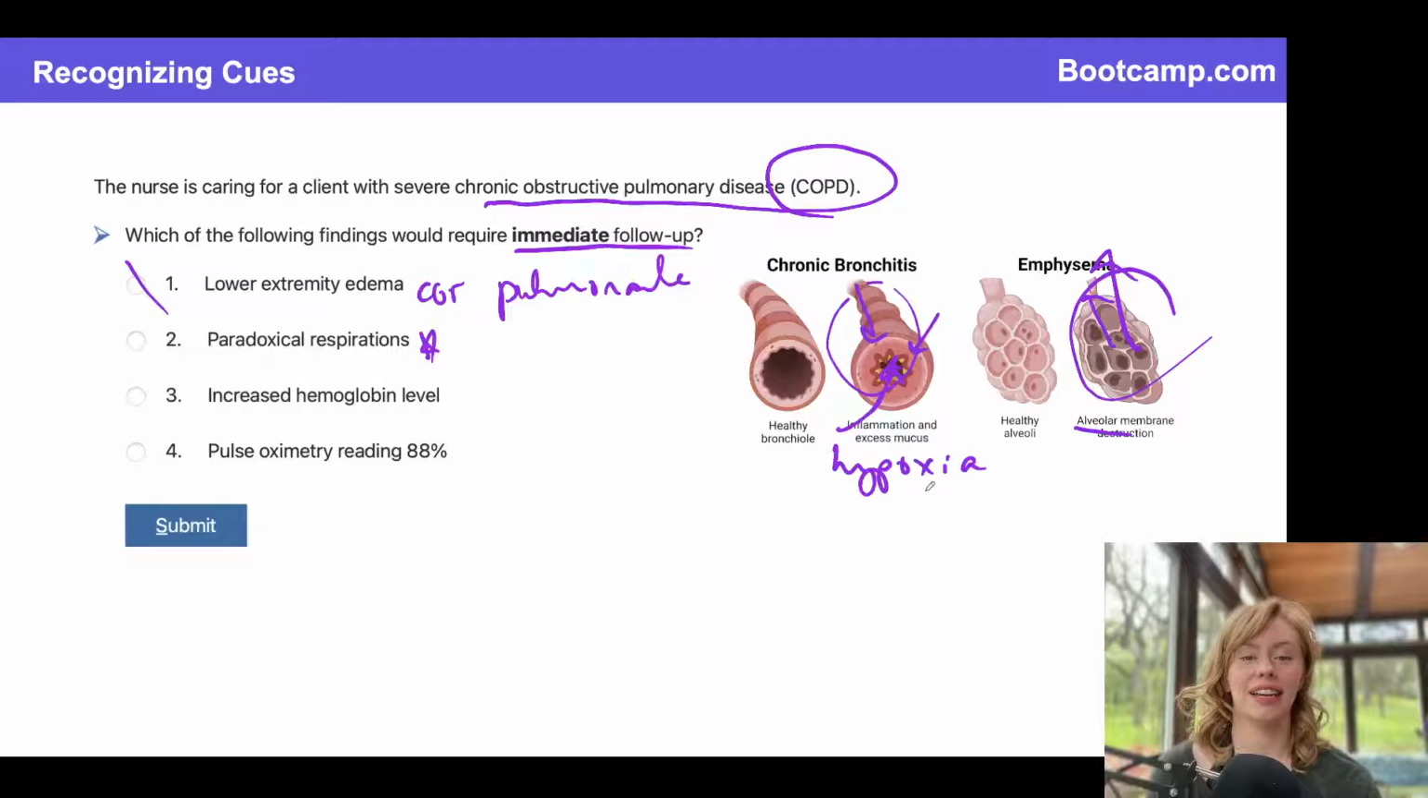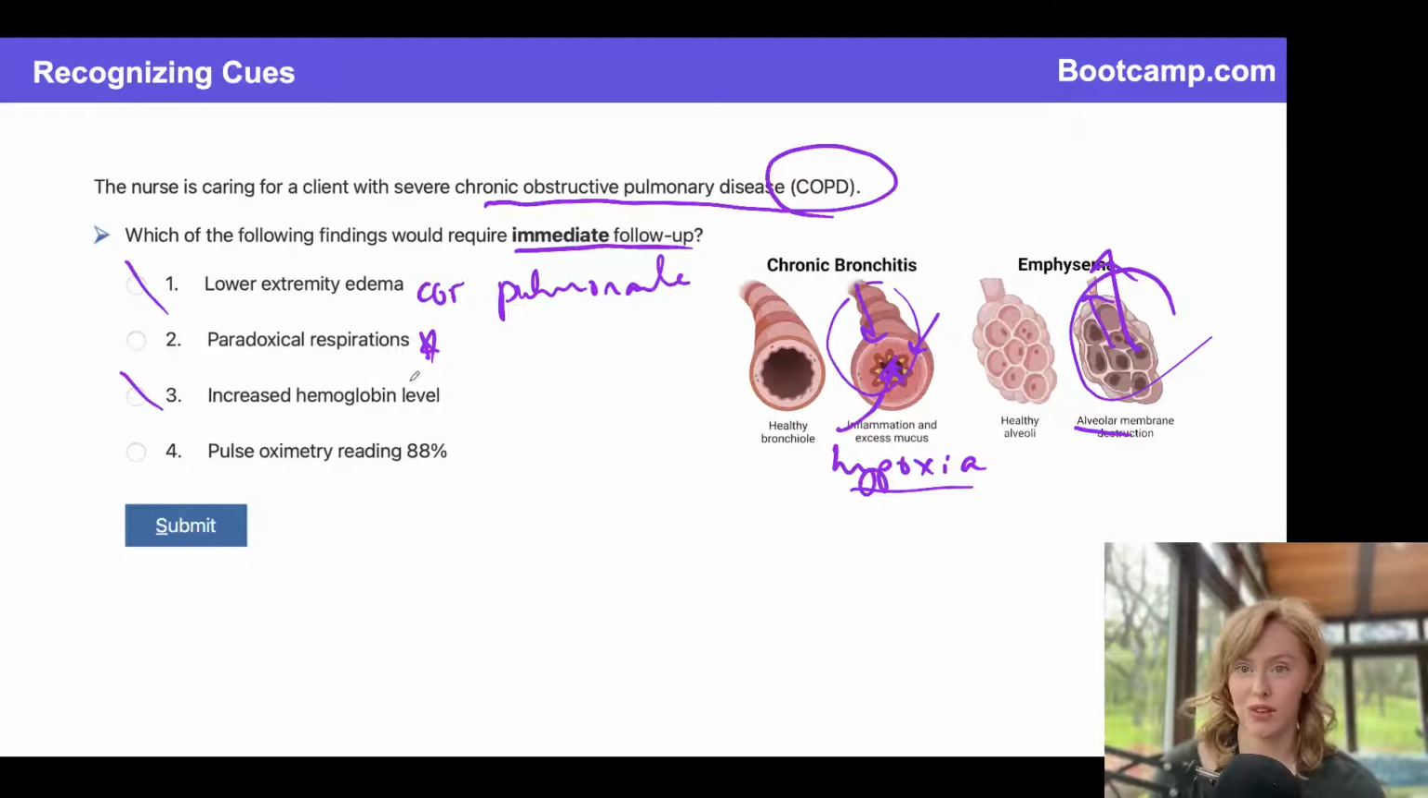So basically, when you've got this chronic hypoxia, this low blood oxygen, your body increases the production of red blood cells to try and carry more oxygen around through your bloodstream. And so it's normal, it's expected, it's a compensatory mechanism, and there's really nothing at all that we need to do about it. Then a pulse oximetry reading of 88%.